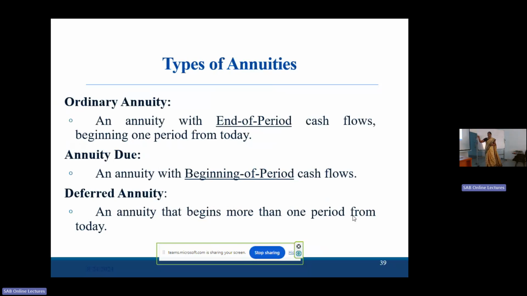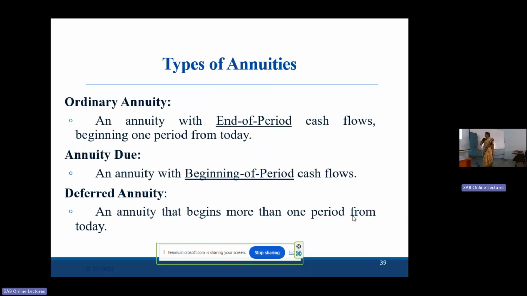Then another one, the deferred annuity. What is the deferred annuity? If an annuity occurs with some delay, say here 0, 1, 2, 3, 4, 5, 6, there is no cash flow at year 1 and year 2. There is a lag. Then the cash flow occurs at the end of year 3, say 1000, 1000, and so on. There are no cash flows in the initial period. After a certain lag period, you start getting cash flow.